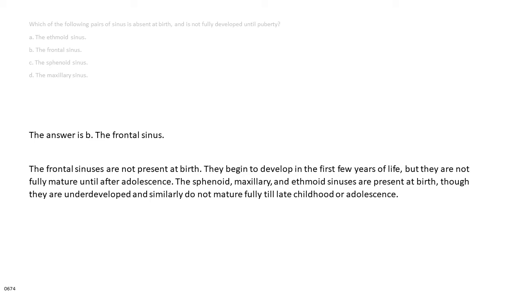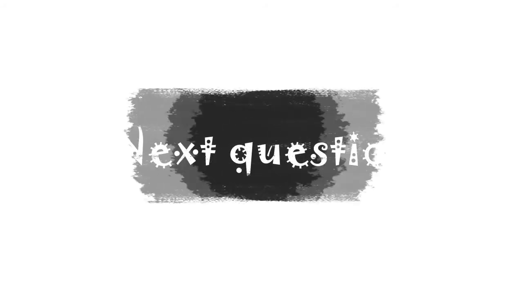The frontal sinuses are not present at birth. They begin to develop in the first few years of life, but they are not fully mature until after adolescence. The sphenoid, maxillary, and ethmoid sinuses are present at birth, though they are underdeveloped and similarly do not mature fully till late childhood or adolescence.